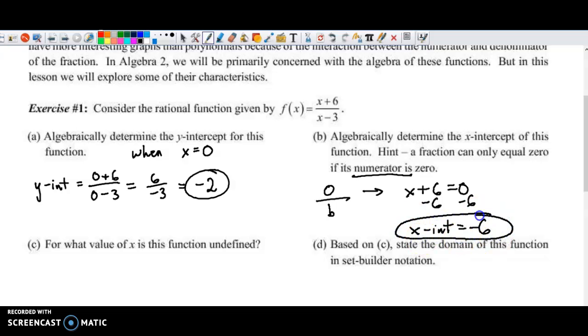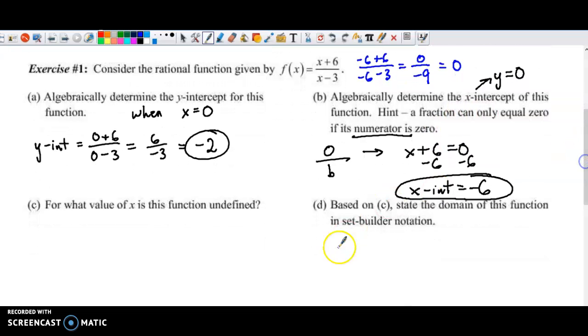And you can confirm that it's the x-intercept because that's when y equals 0. And if you plug in negative 6 for both these x's, let me change colors real quick, negative 6 plus 6 over negative 6 minus 3, you get 0 divided by negative 9, and I hope you would agree that 0 divided by negative 9 would give me a y value of 0.